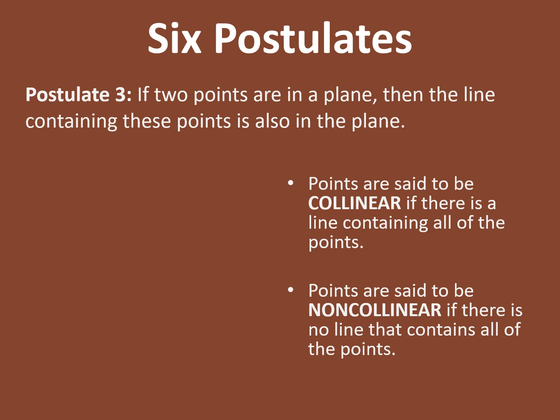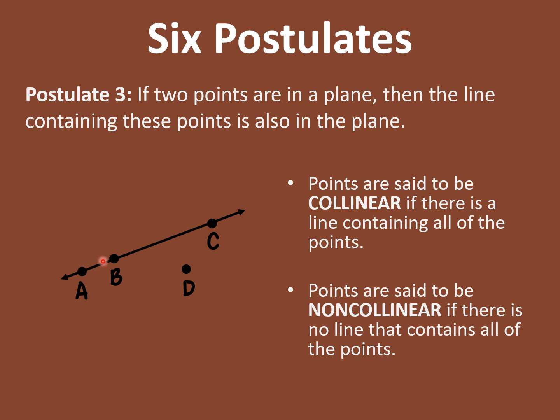Another example of collinearity or non-collinearity can be shown here. So suppose that we have this line. A, B, and C are points that are on the line. We have D, the point D, which is out here by itself. It is not on the line. So we would say that A, B, and D are non-collinear. They are not on the same line. A, B, and C are collinear. They are on the same line.